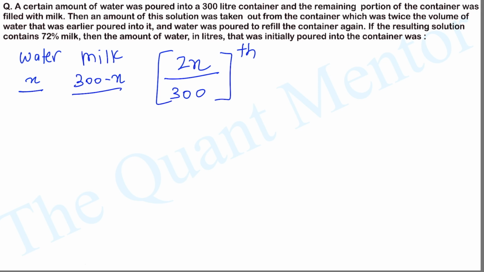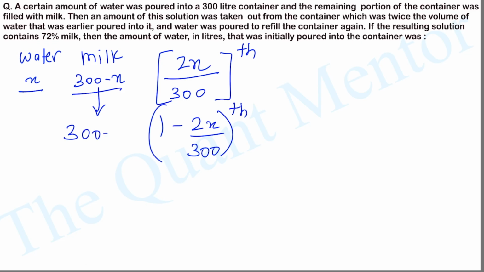So what remains? What fraction of water and milk will remain? 1 minus 2x upon 300th, right? So after we remove 2x upon 300th the fraction of the mixture, 1 minus 2x upon 300th the fraction remains. So the fraction of water and milk remaining is 1 minus 2x upon 300th. Now what was the initial fraction of milk in this? It was 300 minus x out of 300.